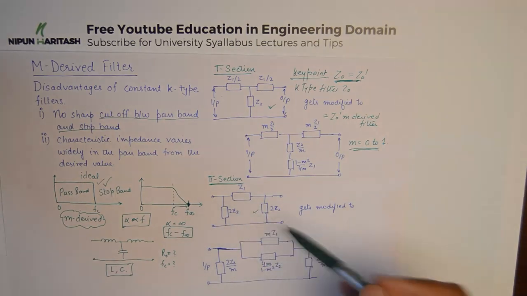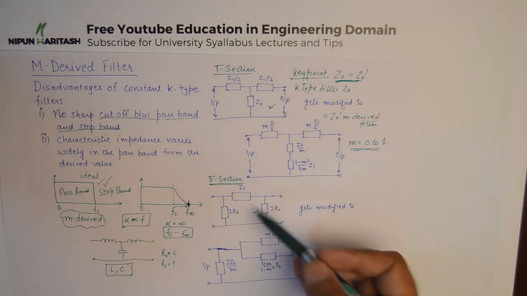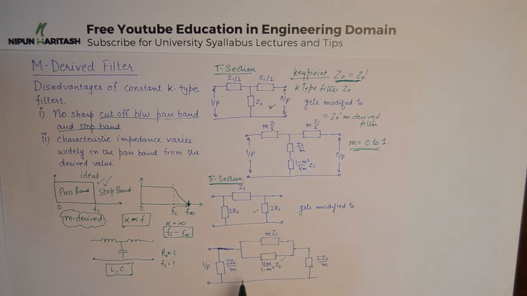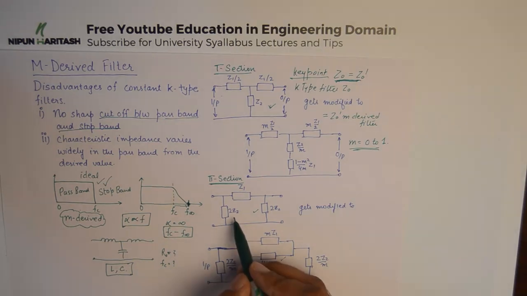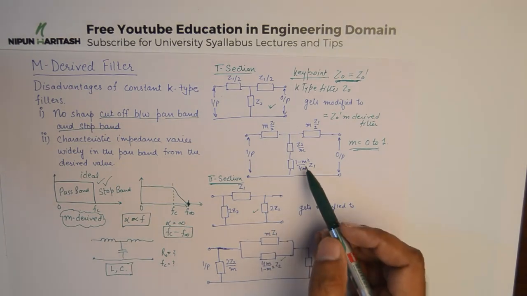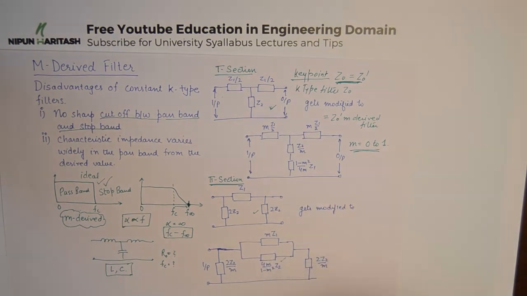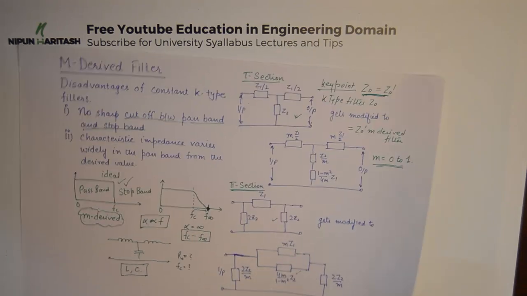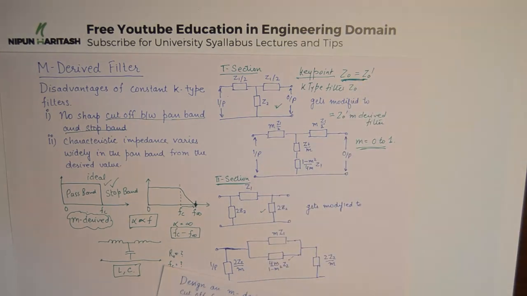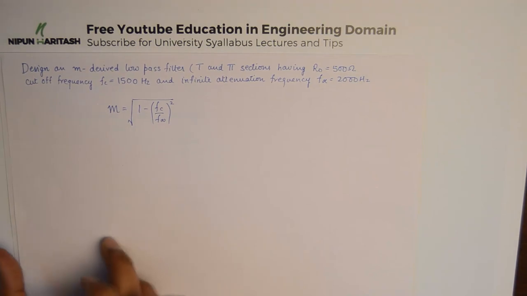And similarly, if you look at the pi section, the series arm gets additional impedance like this, and the shunt arm is modified like this. The impedance 2Z2 is modified as 2Z2 upon M, and you could note this down by pausing the video. This is the final modification that we need to make in the T section as well as in the pi section for an m-derived filter. And the key point that I want to mention was that Z0 becomes equivalent to Z0 dash.